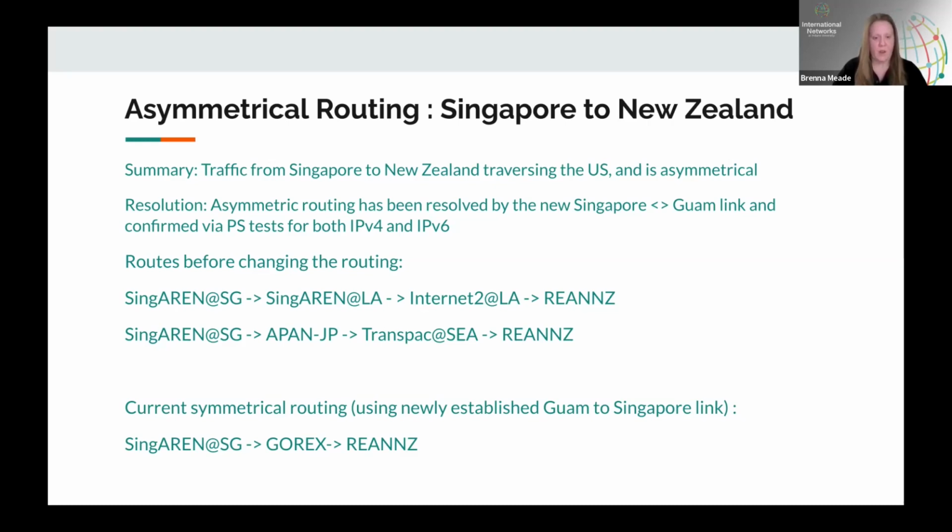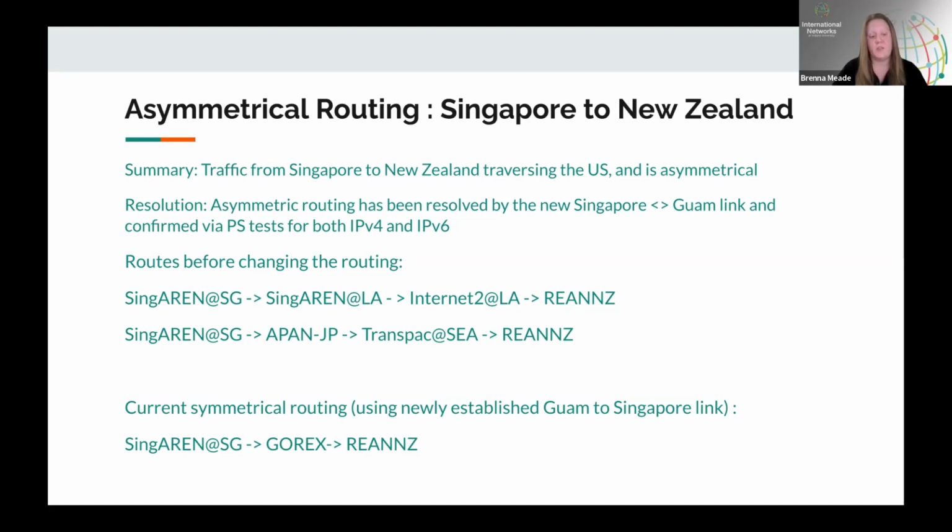So if you look at the paths before we changed, it was SingAREN. One of the paths went from Singapore to LA, to Internet2 to LA, down to REANNZ. And then the way back actually went from REANNZ, Transpac, APAN, and Singapore. So neither of these seemed right.